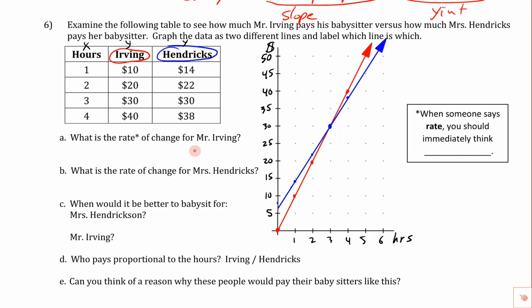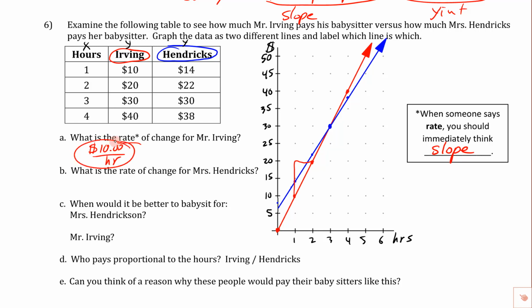It says, what is the rate of change for Mr. Irving? Now, when we talk about rate, remember, if somebody says rate, you should immediately think slope. So what is the rate of change for Mr. Irving? Well, we can do this on the graph. So for Mr. Irving, it would be up here and over here. That would be up from 10 to 20, so that would be up 10 and over 1. So this is going to be $10 per hour.